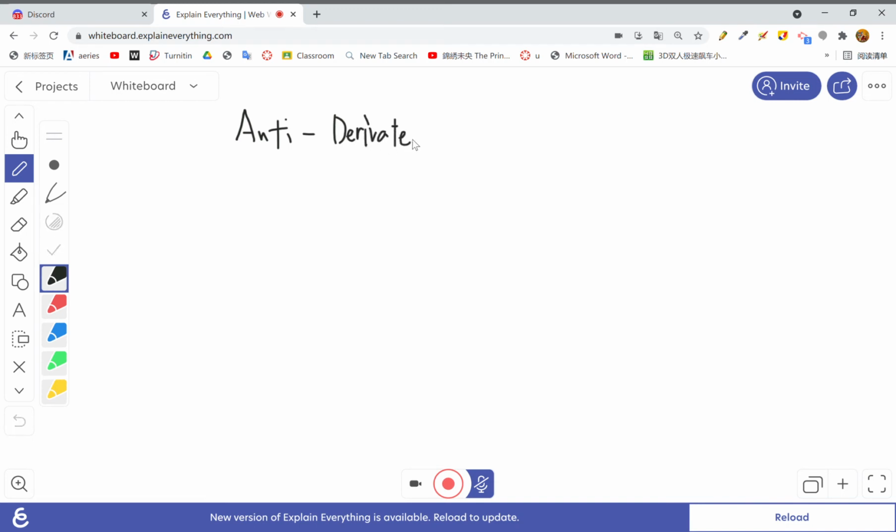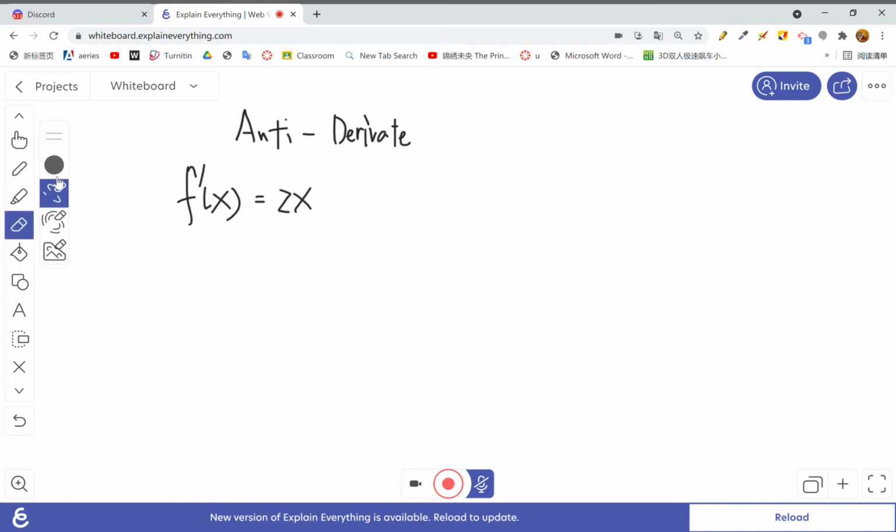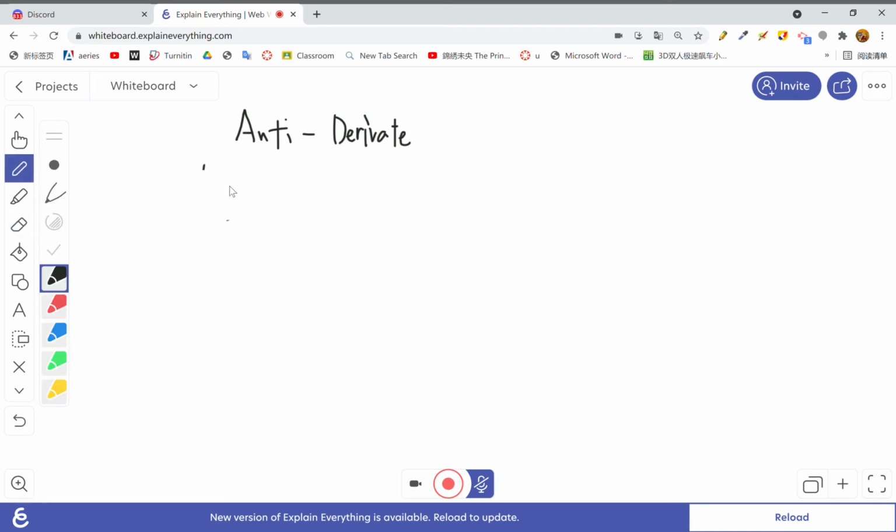So what does that even mean? Let's say we have a function whose derivative is equal to x, and you want to find an antiderivative. Basically, we just want to build this kind of mindset. We have a function f of x, and the derivative is basically f prime of x.